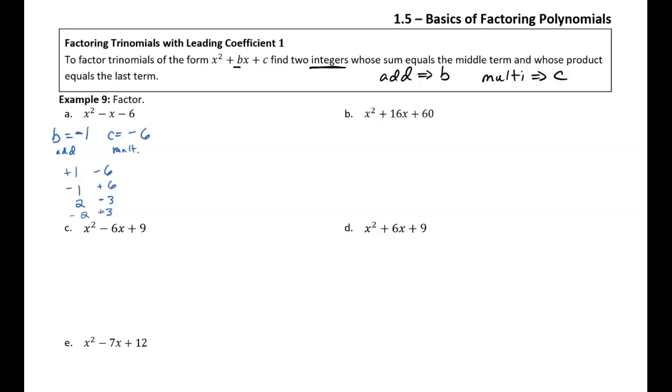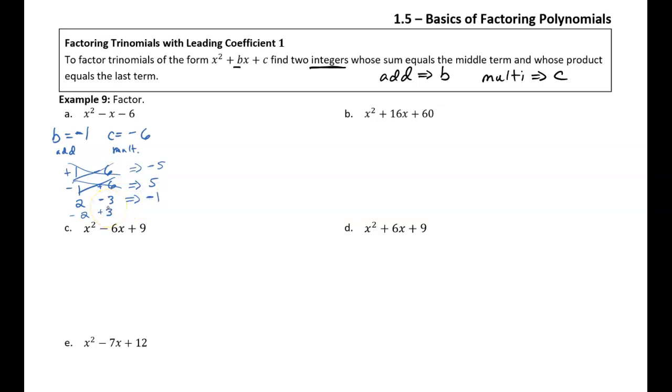Then we want to check, of these that we have listed, which one adds to be a -1. So when I add 1 plus -6, that ends up giving me a -5. So that's not right. That one won't work. We have -1 plus 6, right? A +6. That'll give me a +5, but I want it to be a -1, so that one doesn't work. 2 plus -3, though, that's going to give me a -1.